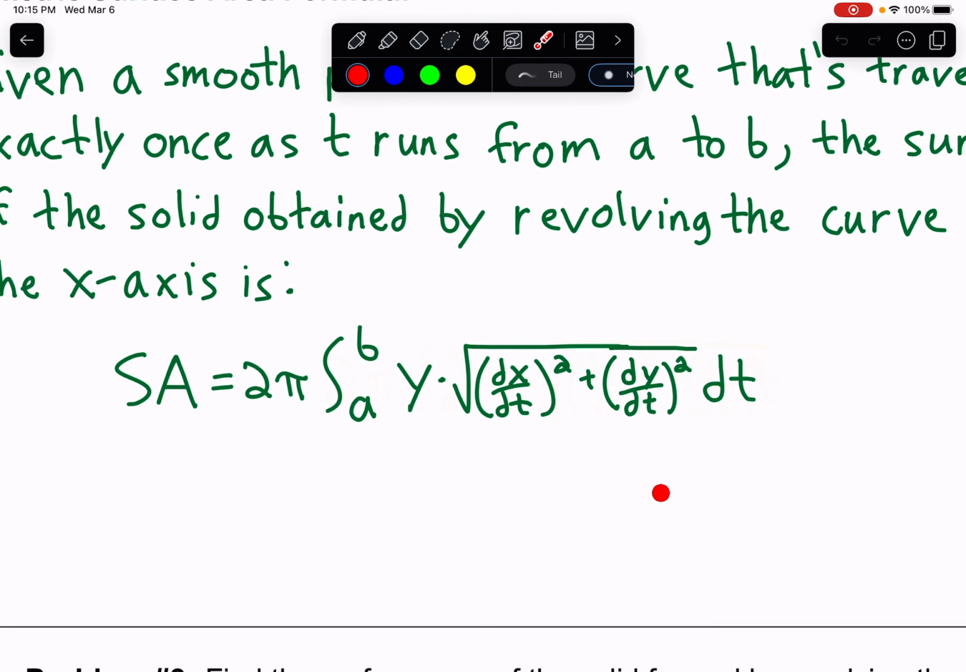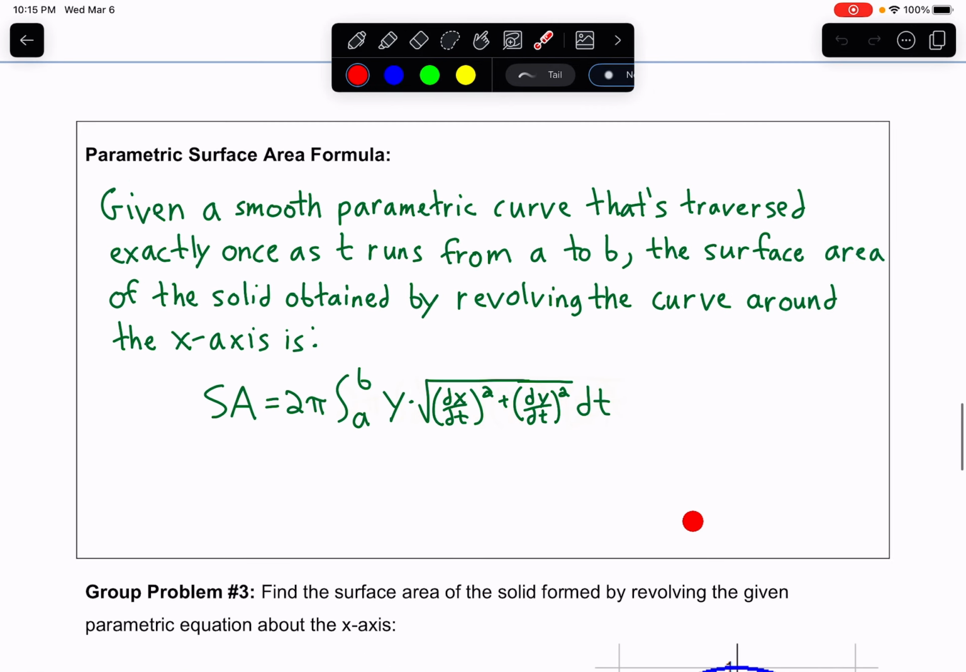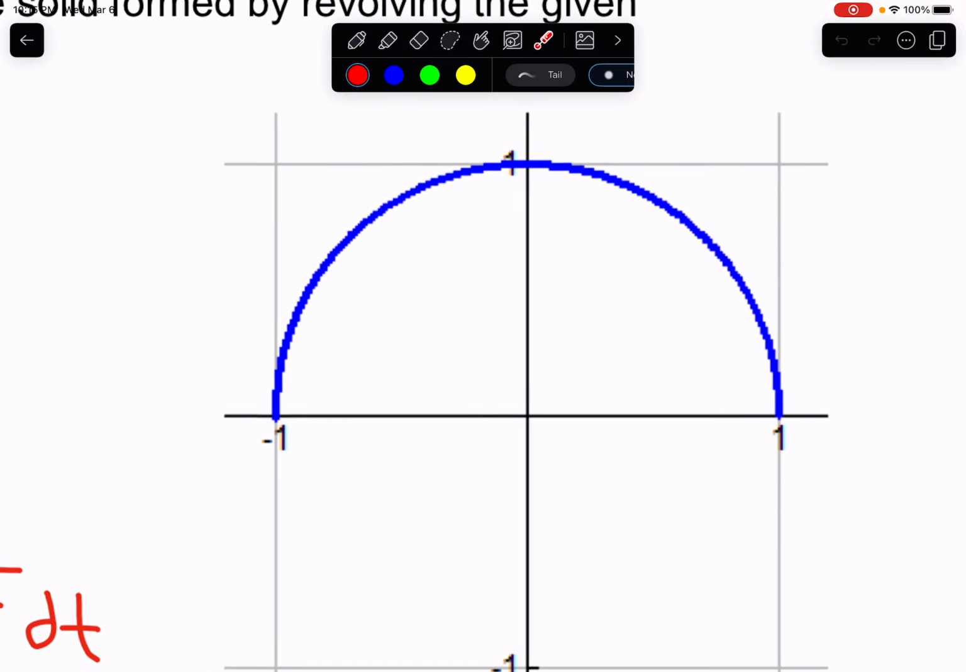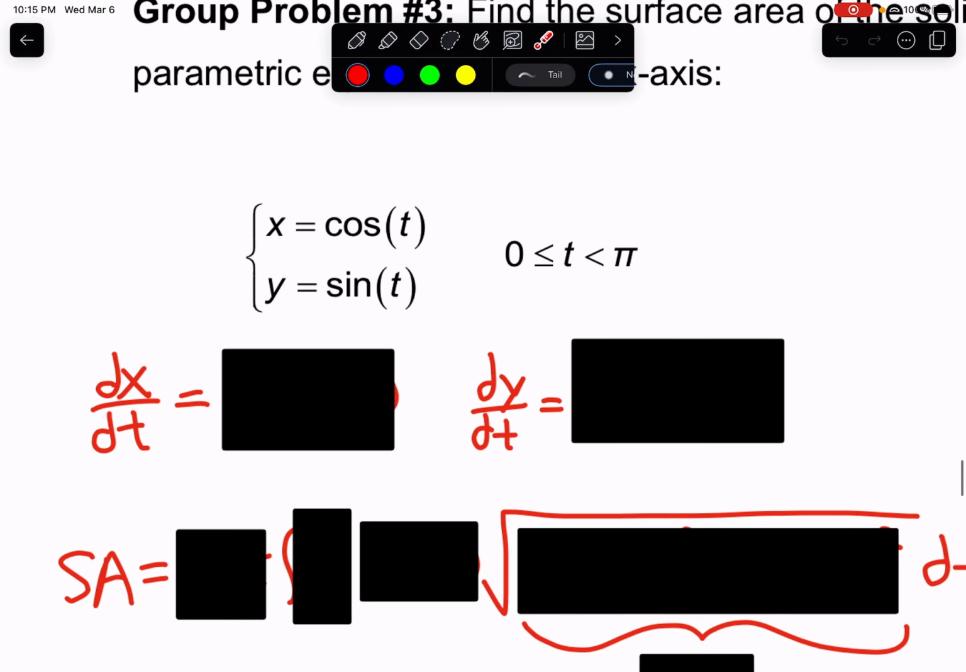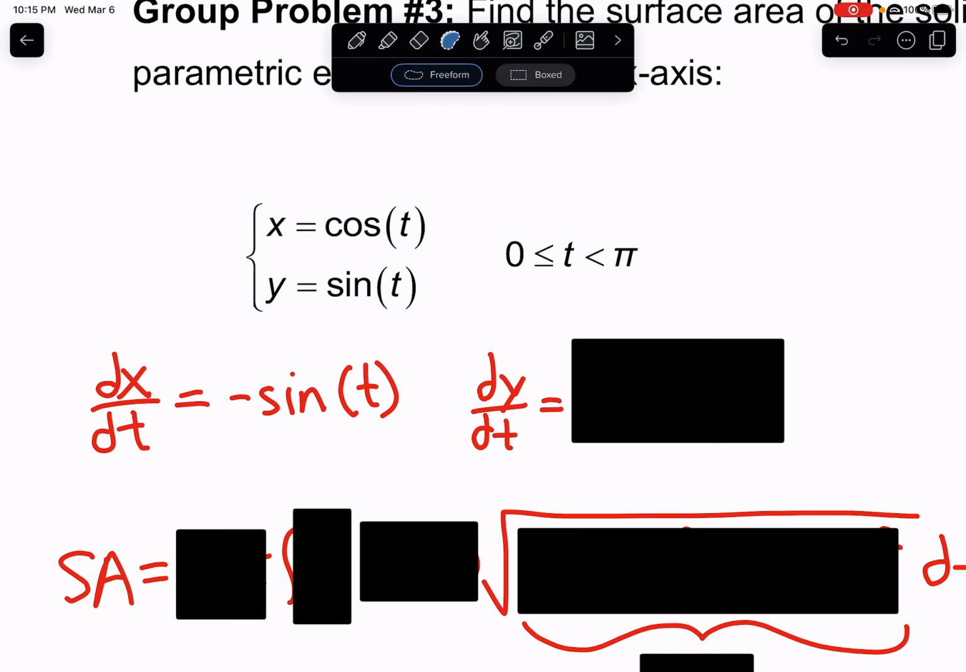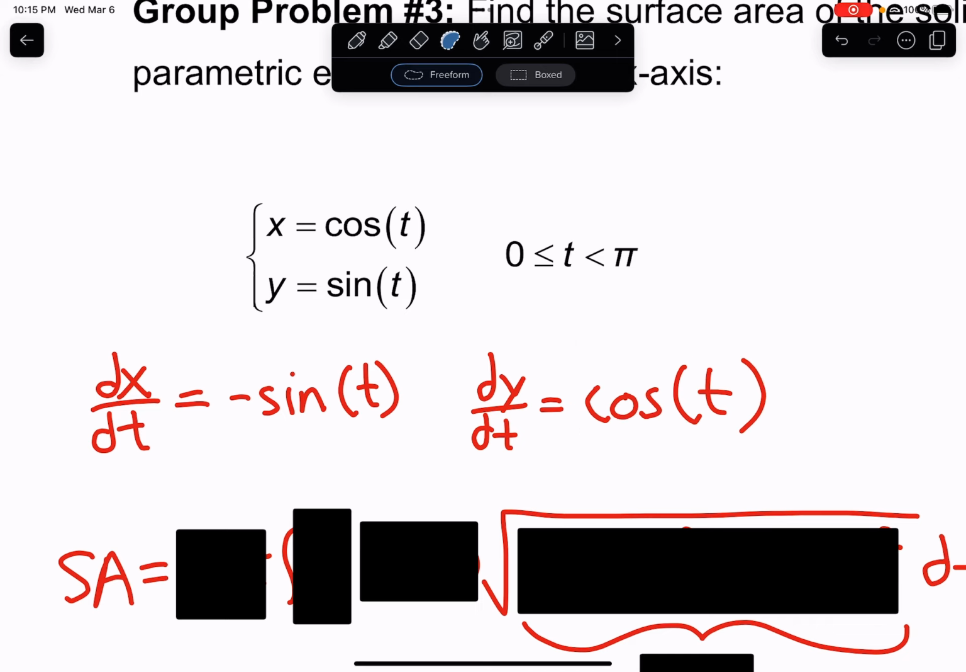All right, let's go ahead and try group problem 3. Find the surface area of the solid formed by revolving the given parametric equation about the x-axis. If you remember some stuff from geometry, you should be able to come up with the answer without doing calculus, but we'll actually use that to verify our answer in a moment. So x is cosine of t, y is sine of t, so a couple of easy derivatives for us. dx/dt is going to be negative sine of t. dy/dt is going to be cosine of t. I should have mentioned our interval for t here is 0 to pi.